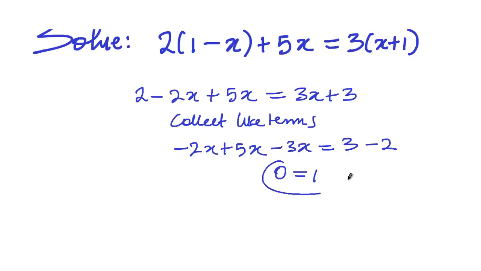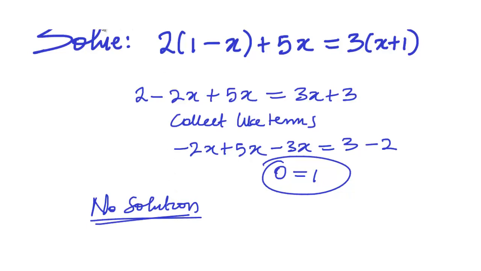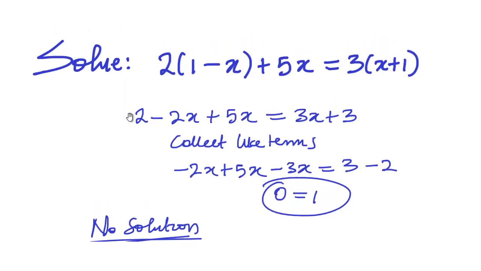That is 1. You can see that we could not determine the value of x. And this is not an identity. It's not an identity because 0 is not equal to 0 and 1 is not equal to 1. So it is not an identity. So in that case, the only conclusion to this problem is: no solution, because the value of x could not be determined.